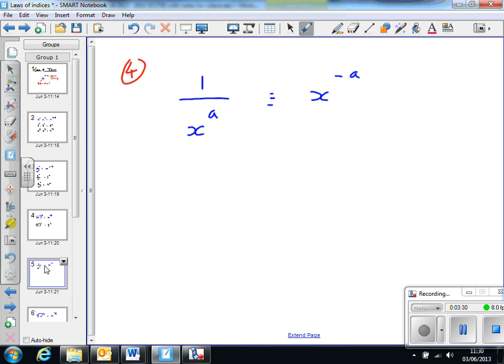The fourth rule, this is a rule that is used a lot in calculus, this idea of the inverse function. This one on the left here is an inverse function. 1 over means the inverse. 1 over, or the inverse.